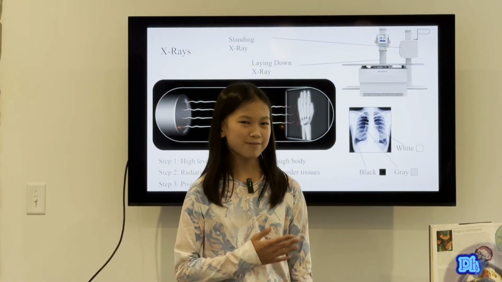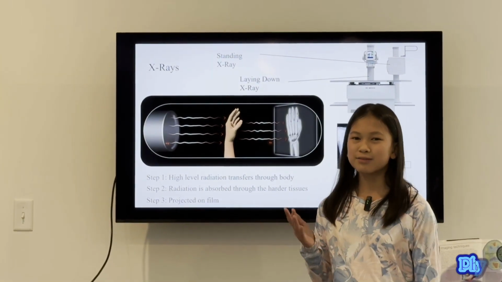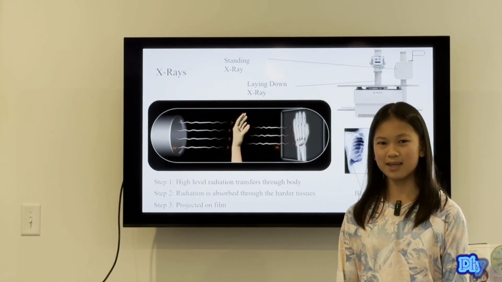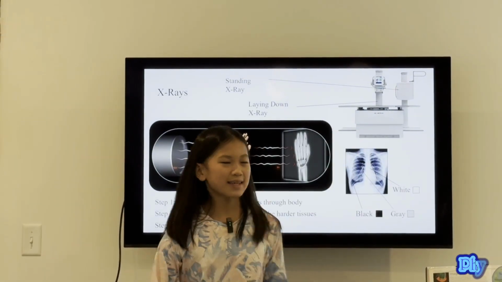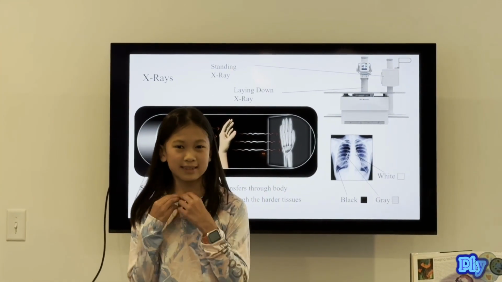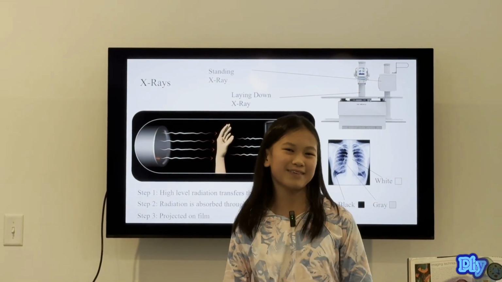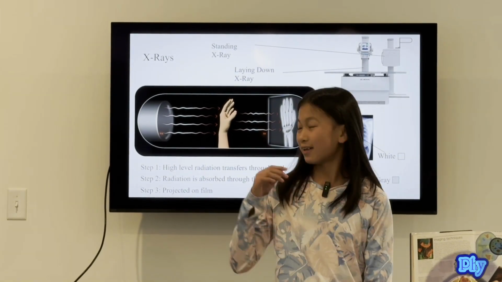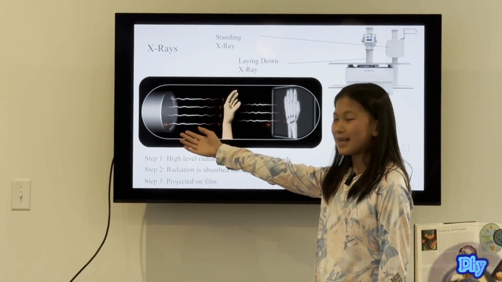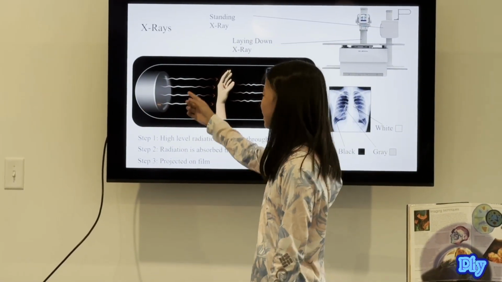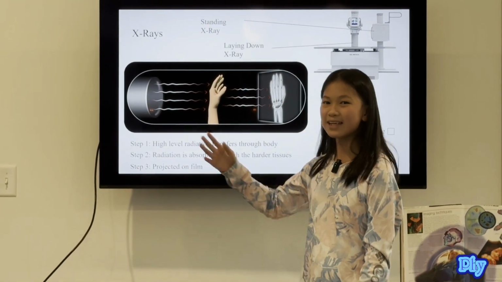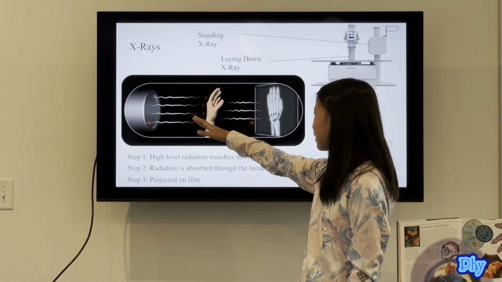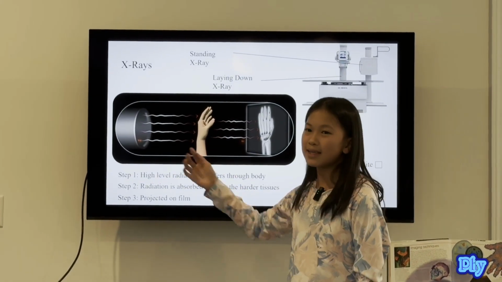X-rays was part of a CT scan, but X-rays was actually invented a long time before the other scans. X-ray is usually this black and white image of a skeleton, and for Halloween, you might have seen people dressed in skeletons too. X-rays start with radiation going off from a machine, shown over here. Then the X-ray machine will slowly transport that radiation through what is being scanned.